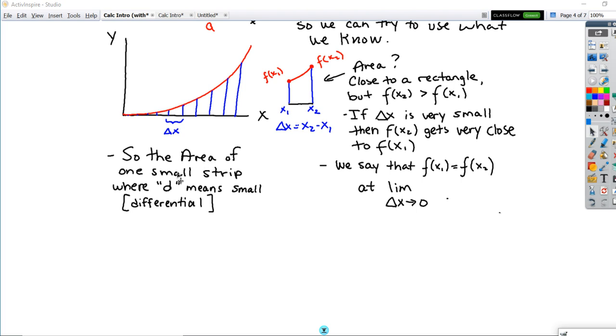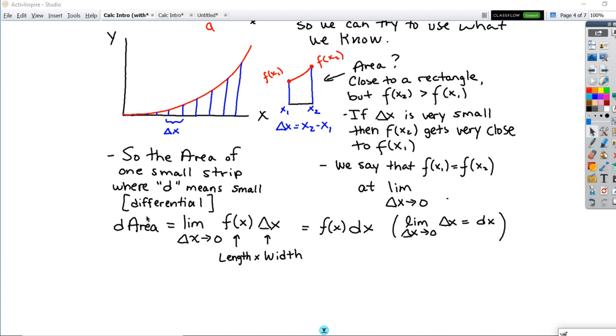So we'll make the area of one small strip equal to dx. Remember when we swapped out delta x for dx, where d, before, stood for derivative, differential just means very, very, very small. Because we are limiting, making delta x closer and closer to 0, we could either use the limiting notation, or we could replace delta x with dx.